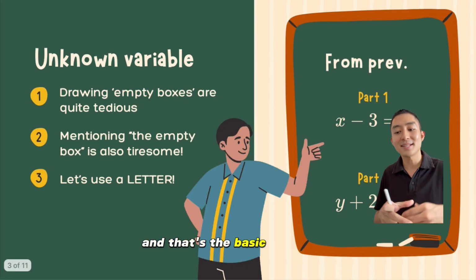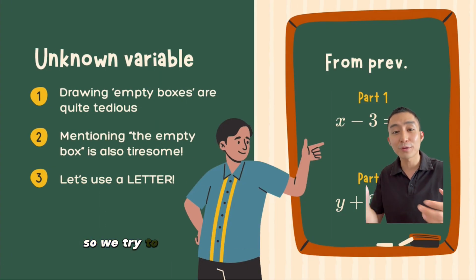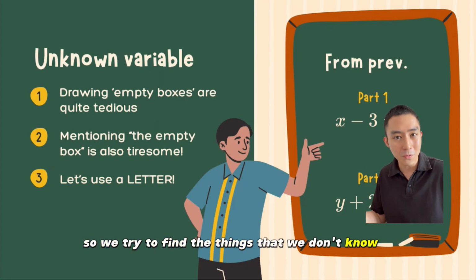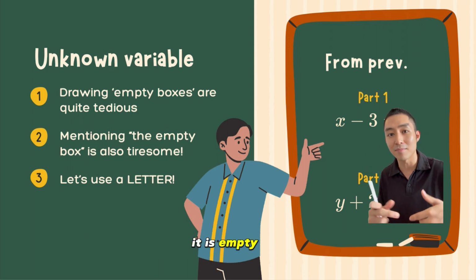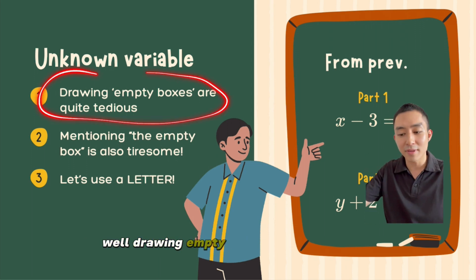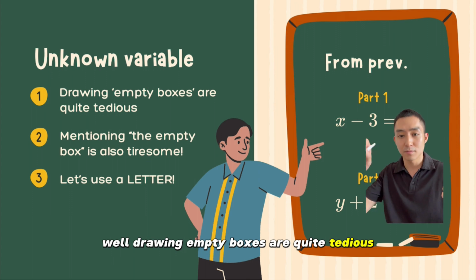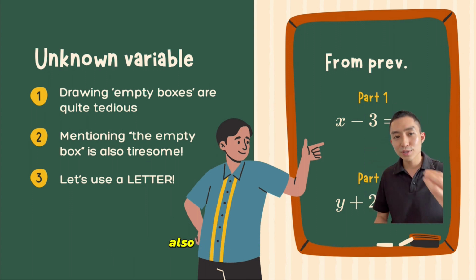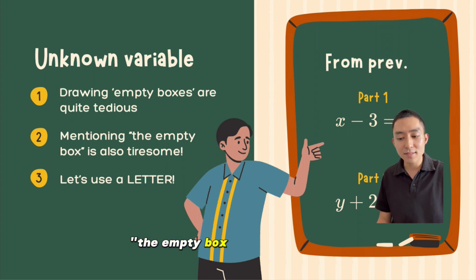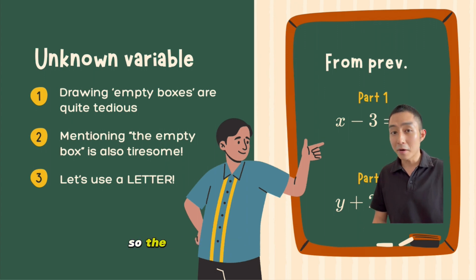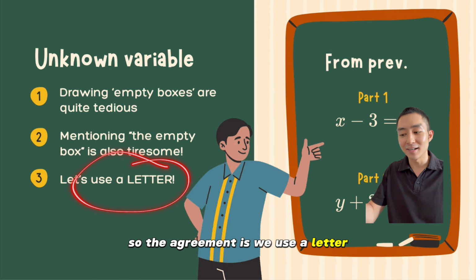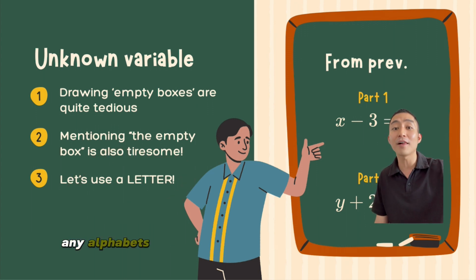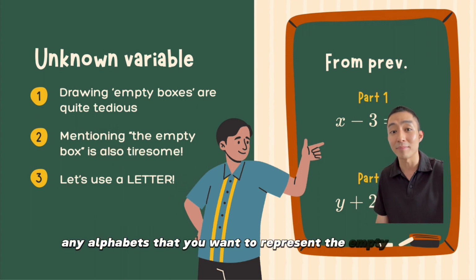And that's the basic of algebra. So we try to find the things that we don't know. In this case, it is an empty box. Drawing empty boxes is quite tedious. It's quite tiring if you need to write over and over again. Also, speaking out loud, the empty box is also tiresome. So the agreement is we use a letter. Basically, you can use any alphabet that you want to represent the empty box.